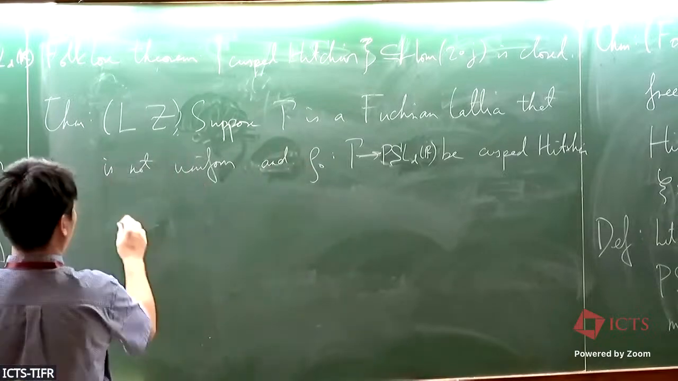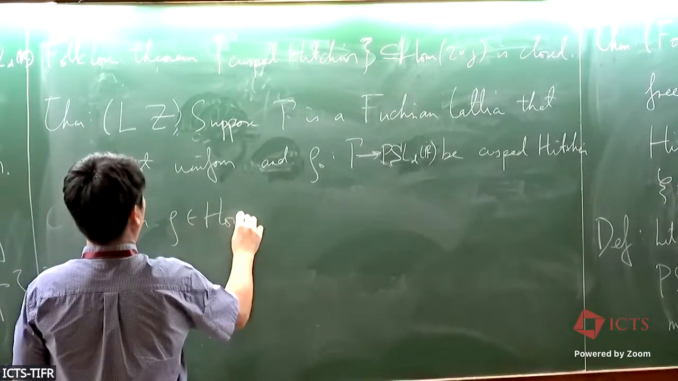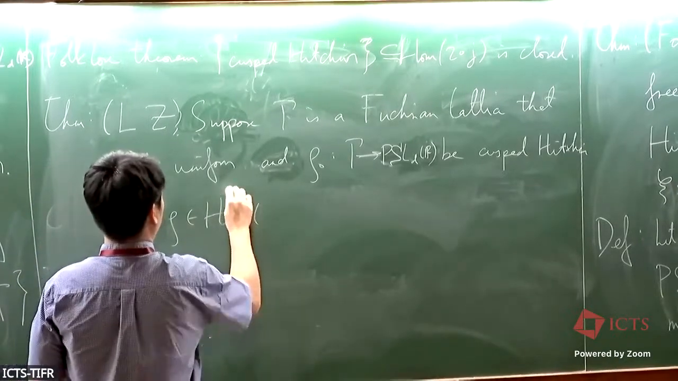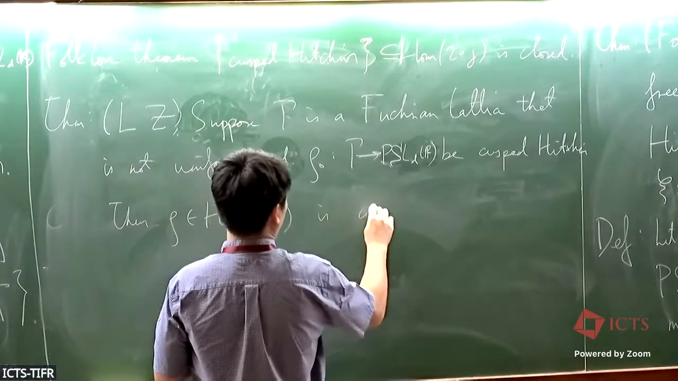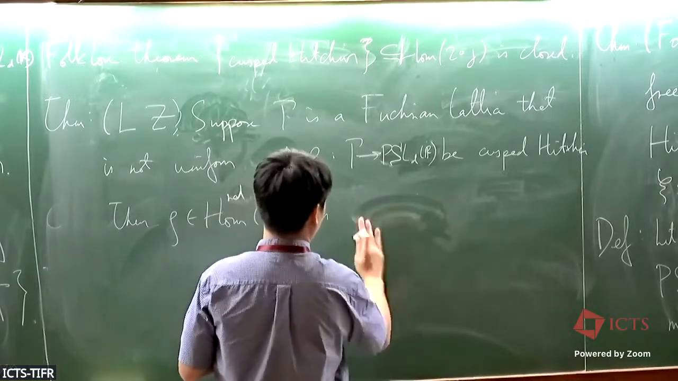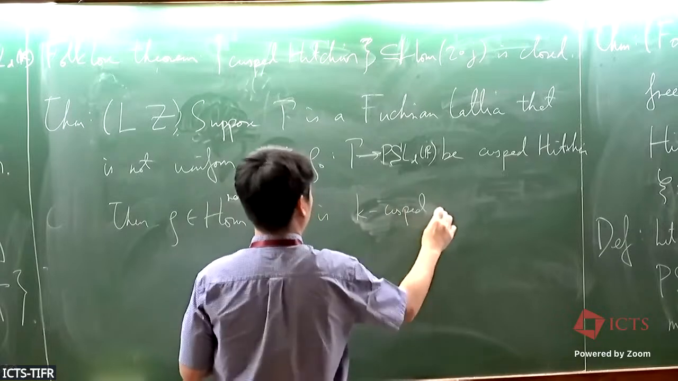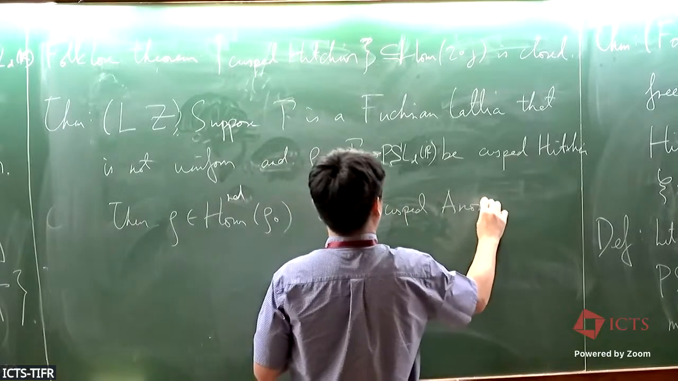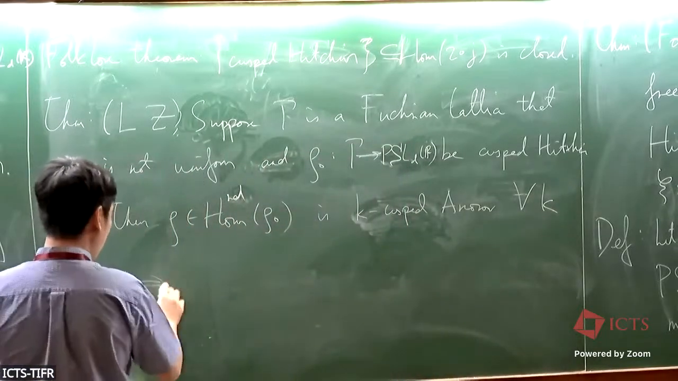Okay, then rho in Hom rel rho naught is K-Anosov for all K if and only if rho is Hitchin.